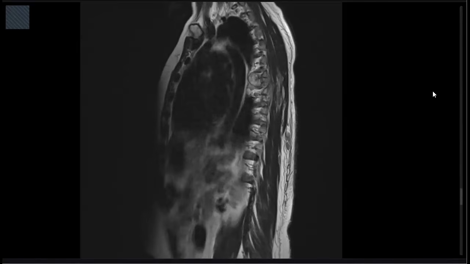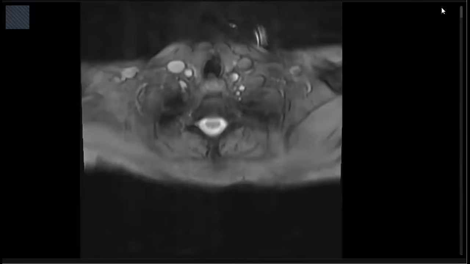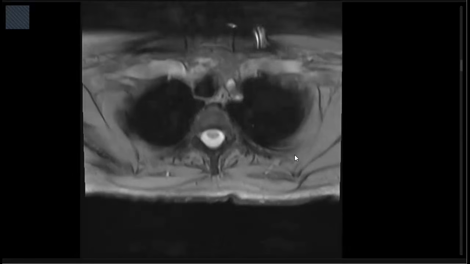I want to see the axial images, axial T2. Okay, use those. Leave the mouse. Yeah, I've left. Okay, you can scroll, but scroll slowly. Click once, one by one.